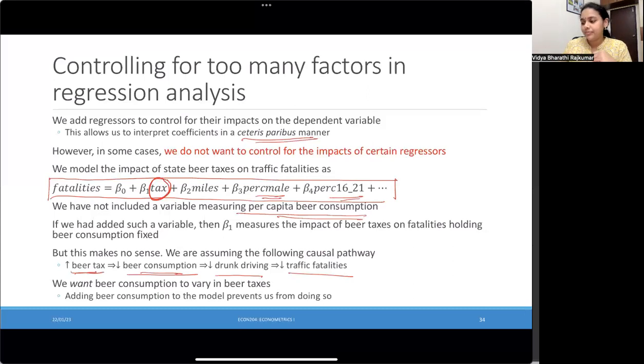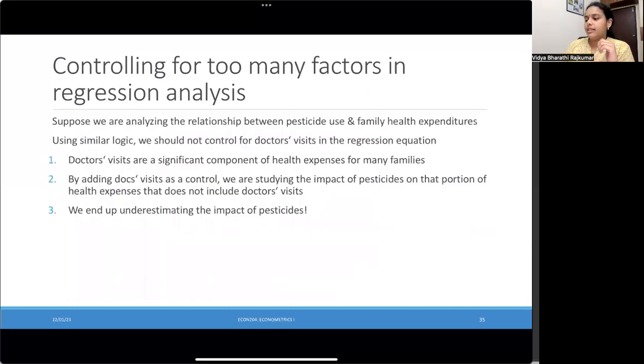Here's another example. Suppose we're looking at the relationship between use of pesticides and family health expenditures. Maybe we are talking about farmers' families. Now, in a regression where family health expenditures is the Y variable and pesticide use is the X variable, we should be careful to not control for doctors' visits. If we include pesticide use as a regressor, we should not include doctor visits.